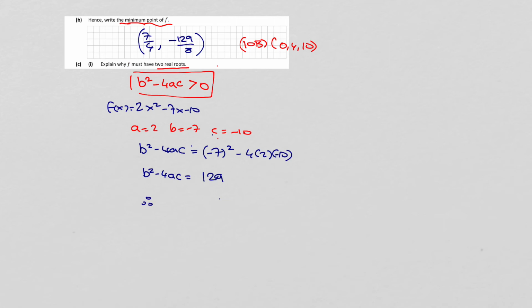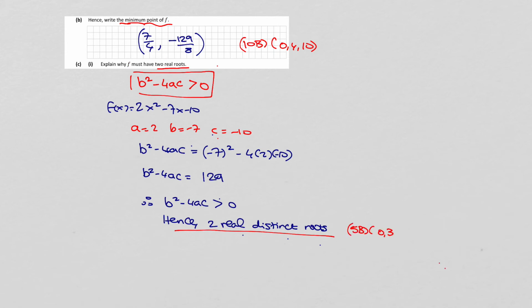So basically what that means is that the value b squared minus 4ac is a positive number greater than 0. And if it's a positive number greater than 0, then that verifies that we must have 2 real distinct roots. In other words, it cuts the x-axis at 2 different places. So there was 5 marks going for that, and again, it was either 0, 3, or 5.